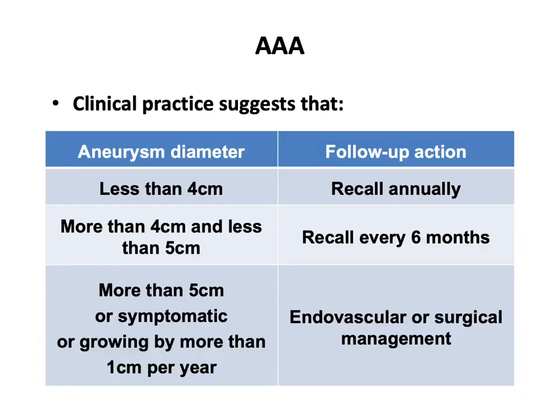Clinical practice suggests that if the aneurysm diameter is less than 4 cm, recall the patient every year for follow-up. But if the size of the aneurysm is more than 4 cm and less than 5 cm, recall every 6 months for follow-up. But if the size is more than 5 cm, or the patient is symptomatic, or the aneurysm is growing by more than 1 cm per year, endovascular or surgical management should be considered. This is regarding the asymptomatic AAA.